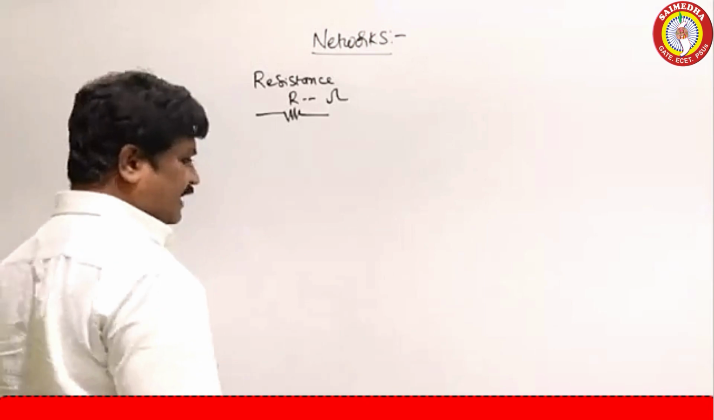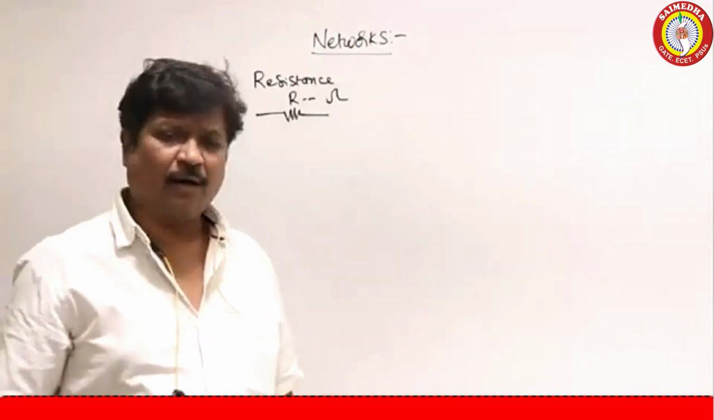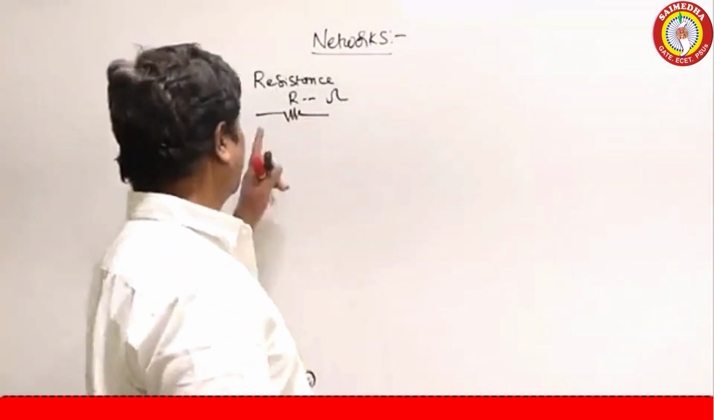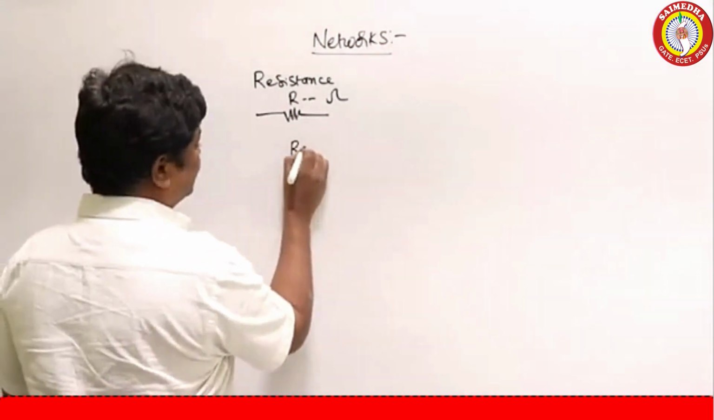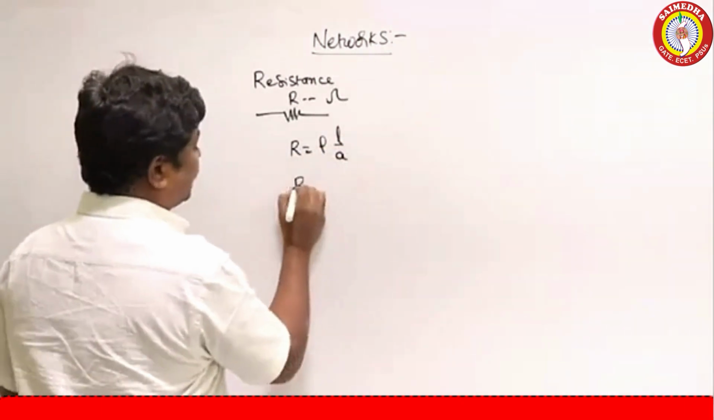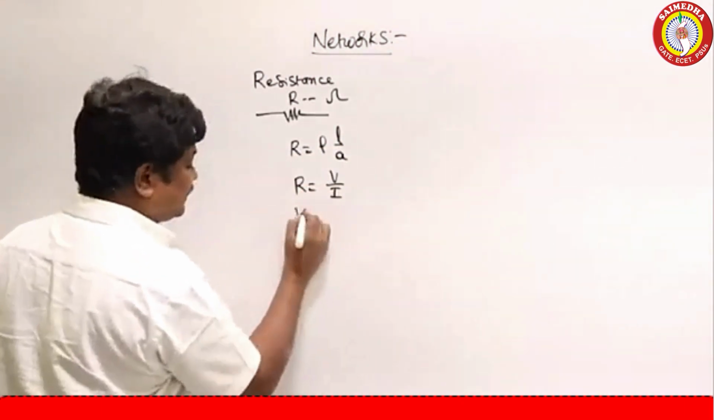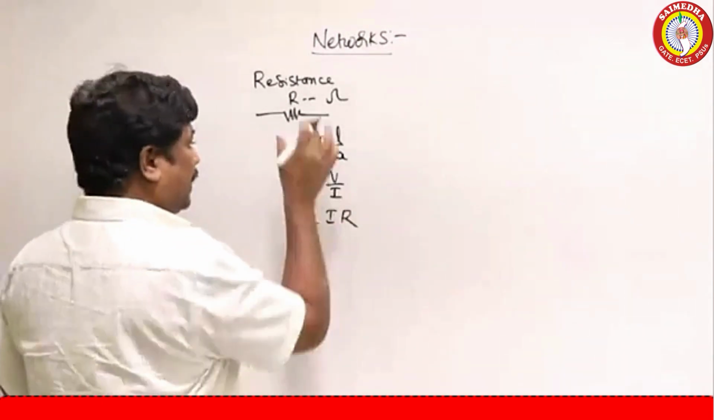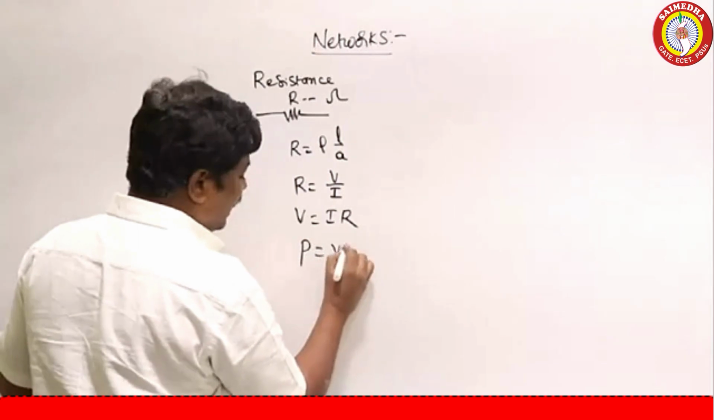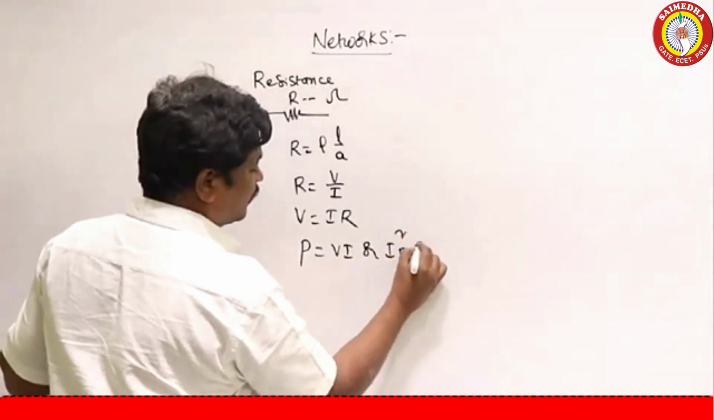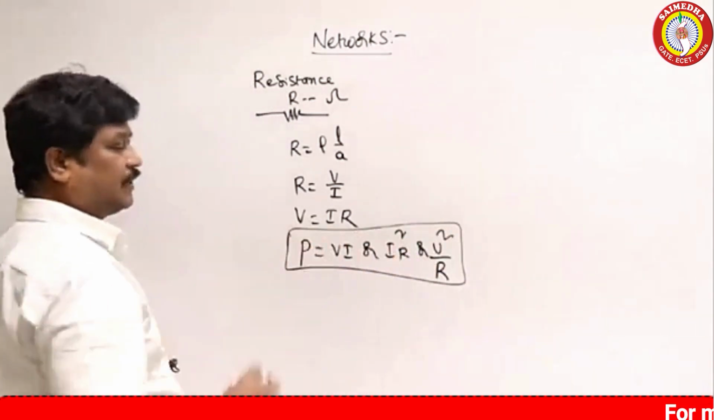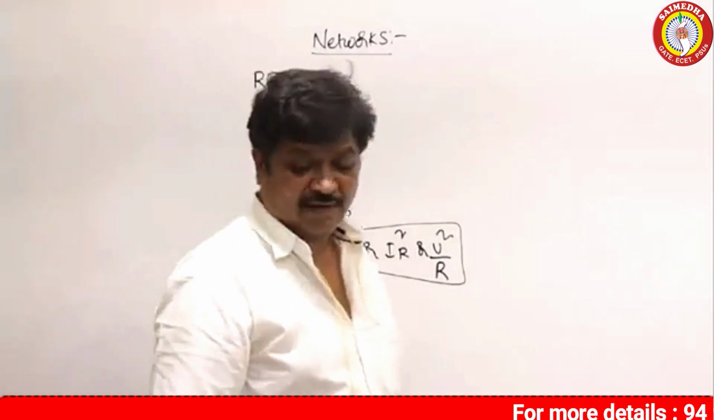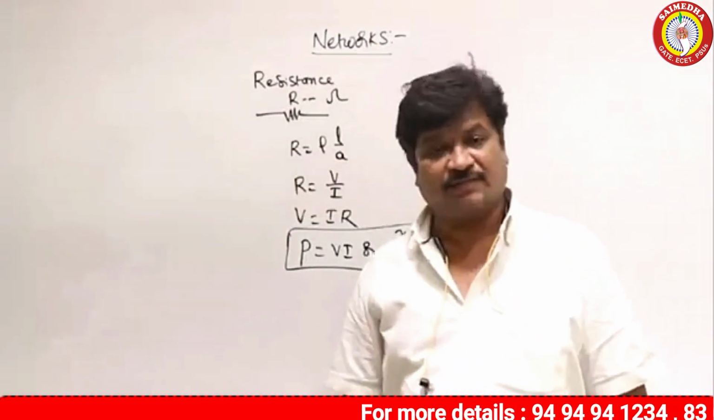How they are connected in series, parallel, series and parallel combination, all these things we will get in further classes. So resistance I told you briefly. And you know the resistance formula: R is equal to rho L by A. R is equal to V by I. V is equal to I into R. Power in a pure resistor, P is equal to VI, or I square R, or V square by R. Power dissipated. These formulas you know very well. These formulas are very simple.